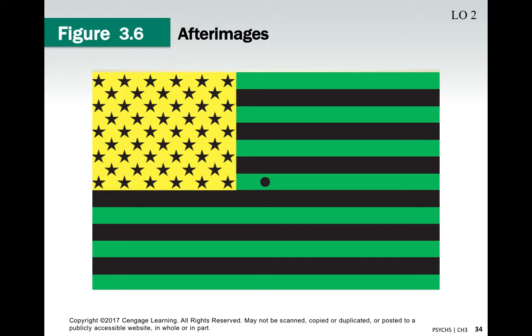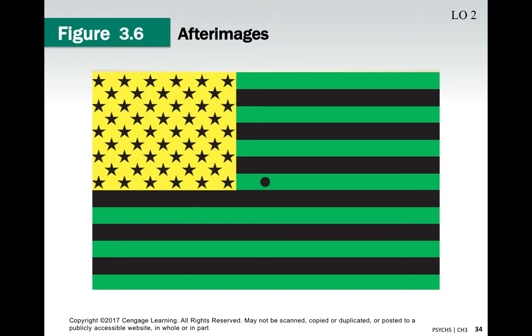Okay, welcome back. If you did this right, you should have seen an after image of the American flag with the right colors, because yellow, black, and green are the opposite or complementary colors to red, white, and blue. The black would be filled in with the white stripes, the green with red, the stars would be white, the yellow would be blue. If you did this after image trick correctly, you should have seen Old Glory, red, white, and blue.